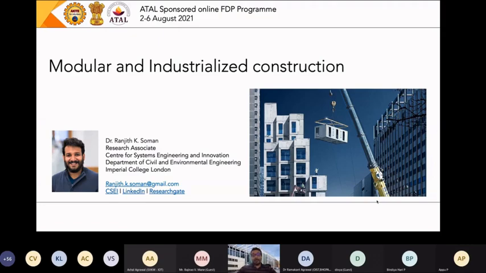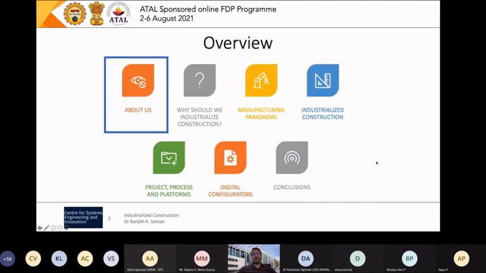Before going into the presentation, I would just give you an overview about what we are going to talk about today. First, I would discuss a little bit about the college that I'm coming from, the center that I'm coming from, and a little bit of housekeeping on how to interact during the presentation. Second, we discuss why we should industrialize construction.